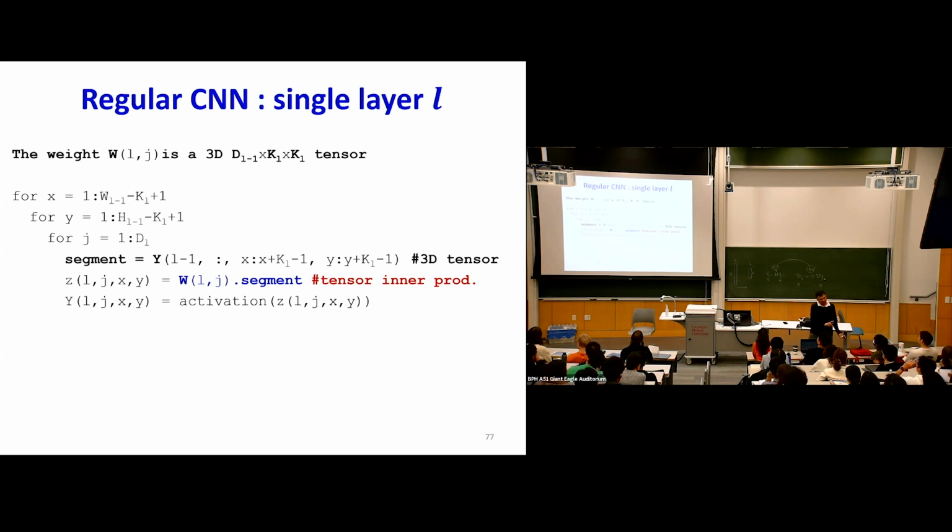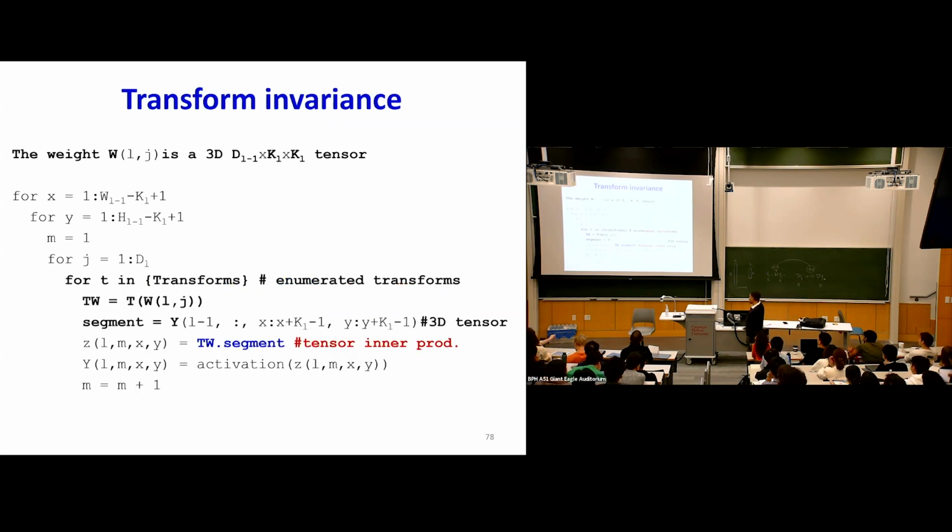You can either think of saying I'm shifting the window that I'm looking at, or you can think of shifting the filter itself. Over here, what we would do is, for each filter, you're going to scan through all of the transforms as well. And then at each segment, you're going to transform the filter, and then you're going to compute the inner product.